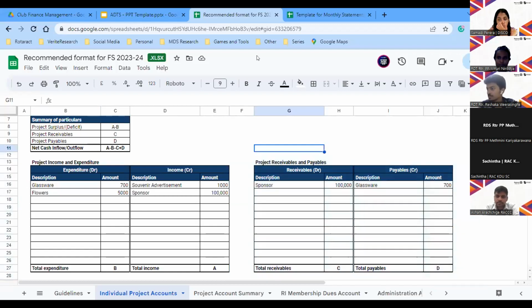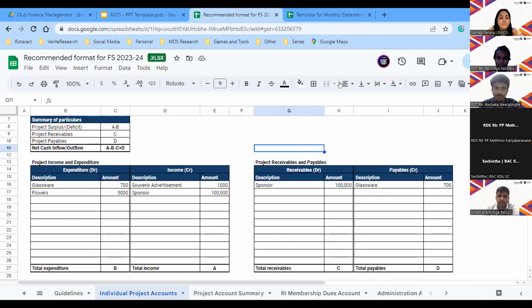We have one question quickly. Is it okay? Sorry. All right. Okay, how do I do this? Right. Is it a must to use the recommended format for individual project accounts? Can't we use a separate ledger, which covers the same aspects but in a different format?